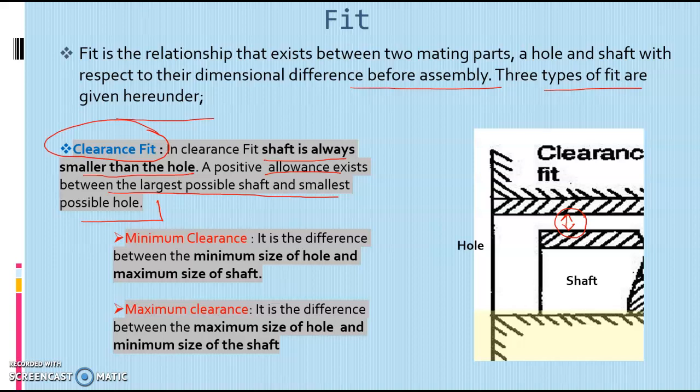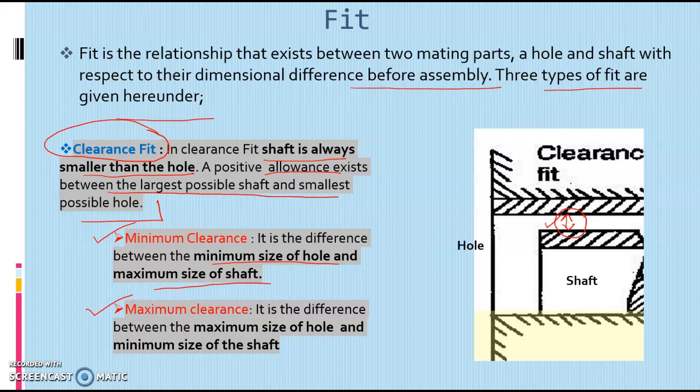Further, we can have the minimum clearance and maximum clearance. The minimum clearance is defined as the difference between the minimum size of the hole and the maximum size of the shaft. That is this one, which is marked earlier.